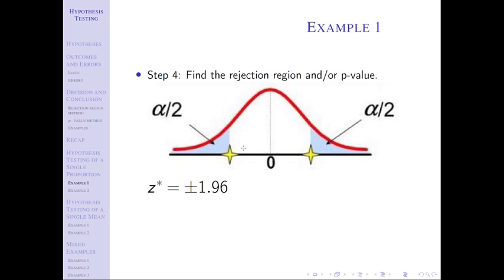Also, though, we're going to work it the other way. We're going to work the p-value method. Again, the answers should align. If they don't, you got a problem.